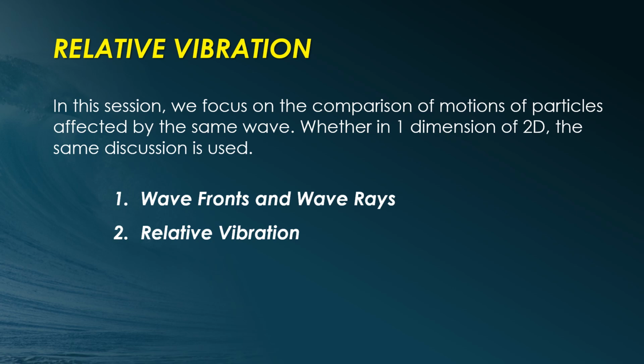The main points in this chapter are two. First, we're going to define what wavefronts and wave rays are. Then we go to relative vibration, in which we compare motions, as we have mentioned before. We will study this in one dimension and two dimensions. But before we do that, let's watch this simulation together and focus on some basic points that we might need.